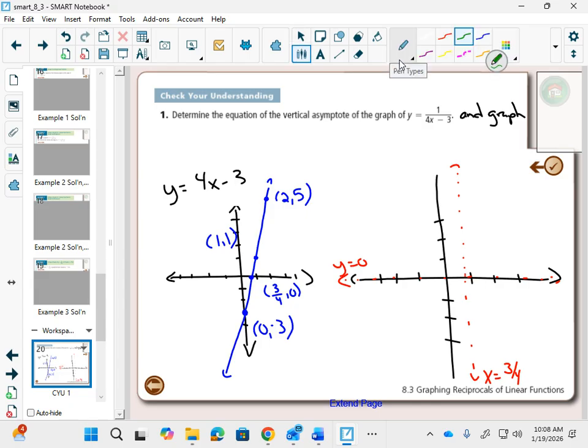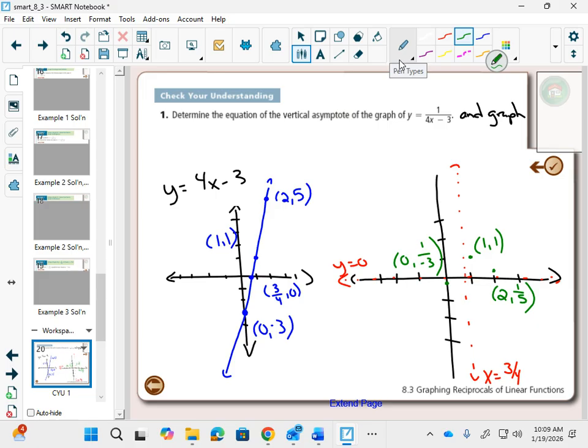What's going to happen to 1, 1? It's going to change to 1, 1 over 1, which is still 1, 1. What's going to happen to 2, 5? It's going to change to 2, 1 over 5. What's going to happen to 0, -3? It's going to become 0, 1 over -3.